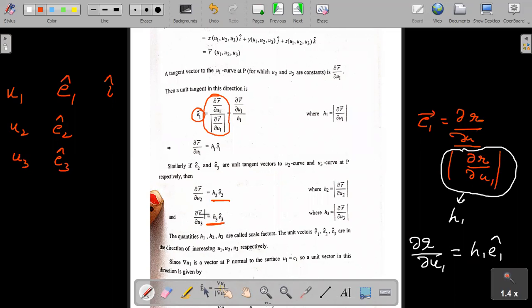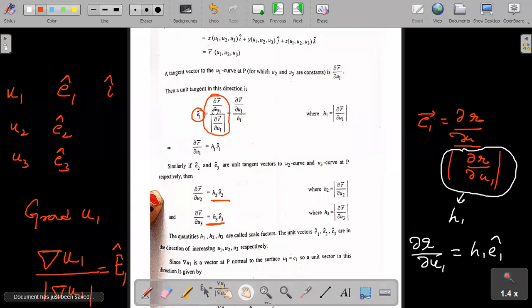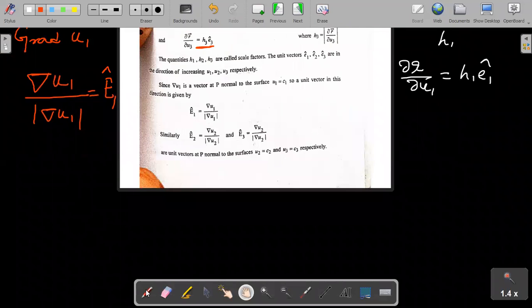Similarly, del r by del u2 is h2 into e2 cap, and del r by del u3 is h3 into e3 cap. Now just as we talked about the tangent, we can talk about the normal. And if you remember, the normal of any surface is nothing but its gradient. So you see gradient of u1. Gradient of u1 is nothing but the normal to u1. And if I want to talk about the unit normal, we will divide it by its magnitude. So this is a unit vector along the normal, and it is denoted by capital E1 cap. So small e1 cap is the tangent vector, capital E1 cap is the normal vector along U1.